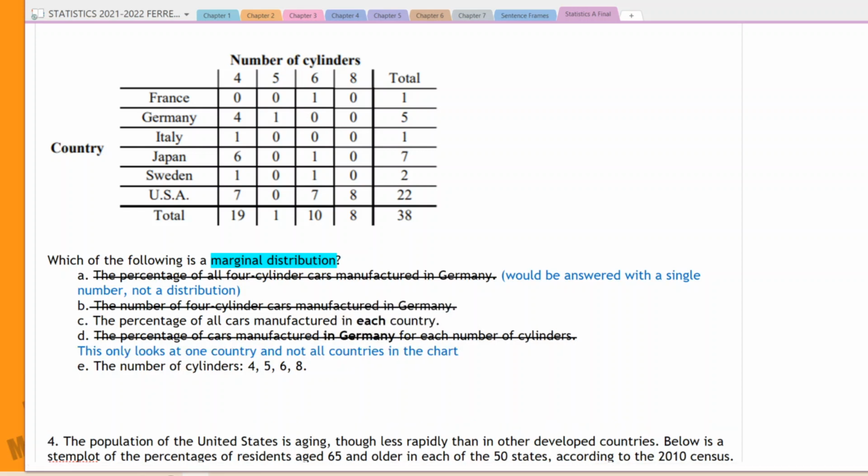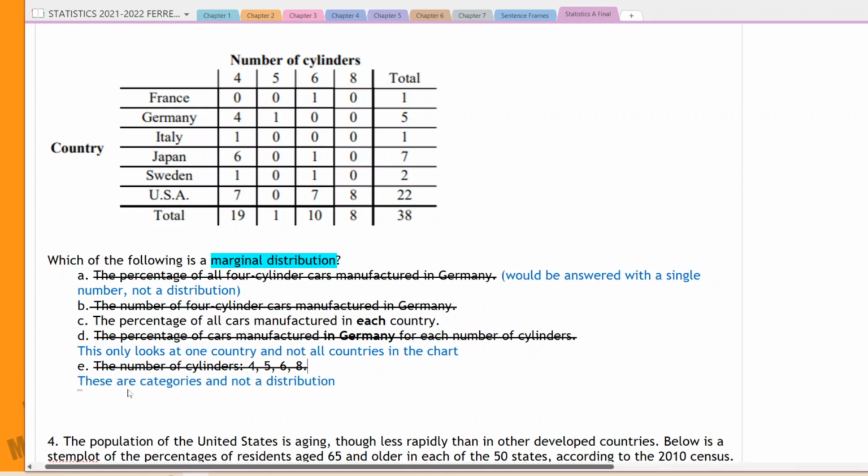So again, we'll have to disqualify letter E or letter D. And we're actually going to disqualify letter E as well, because it says the number of cylinders, 4, 5, 6, and 8. Well, that feels really good because those are numbers, a range of numbers. However, those are the names of the categories. Those numbers don't actually have any meaning as far as counting anything, any number of countries. So that's actually not correct.